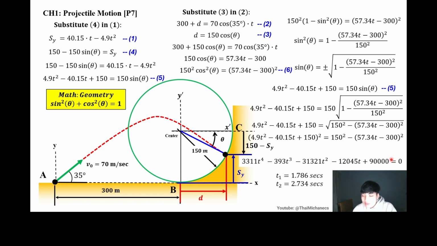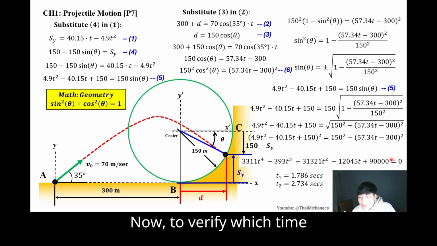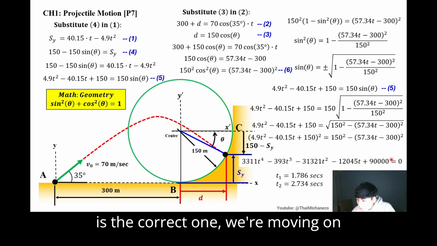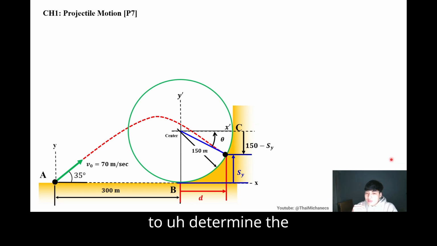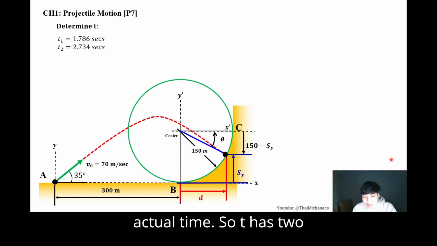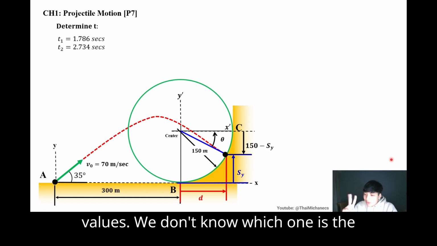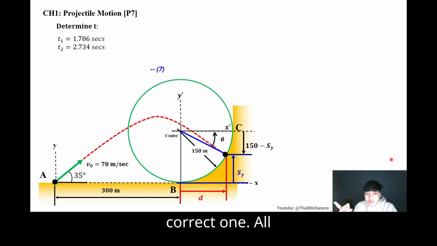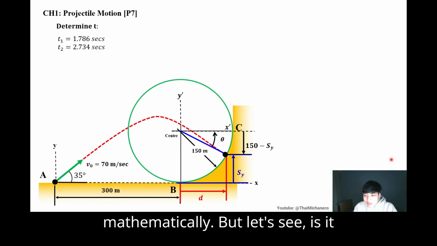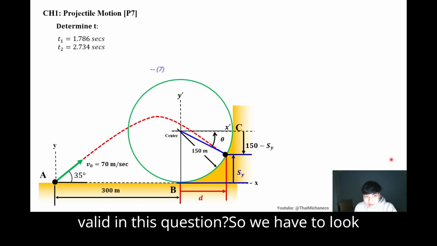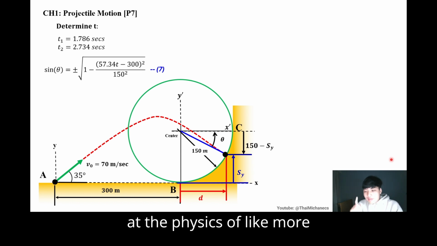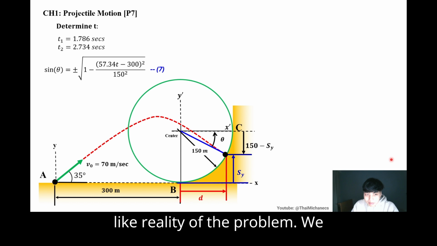Okay, now to verify which time is the correct one, we're moving on to determine the actual time. So t has two values. We don't know which one is the correct one. All we know is that it's valid mathematically, but is it valid in this question? So we have to look at the physics, more like the reality of the problem.